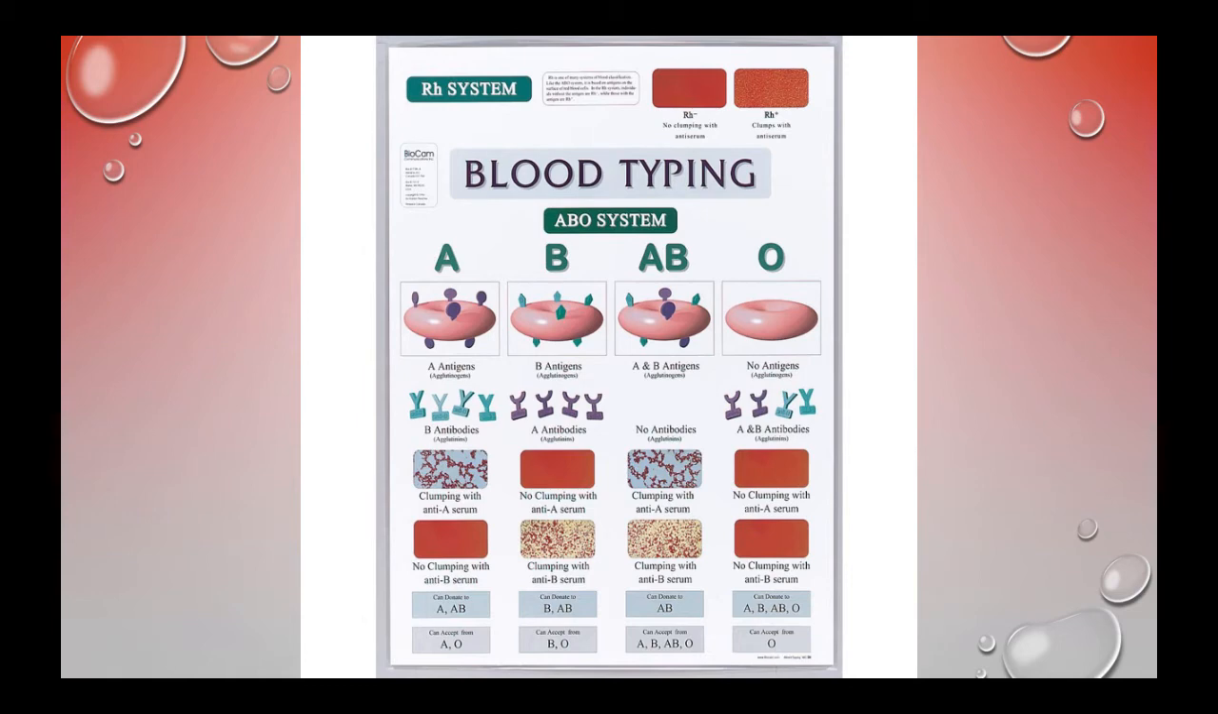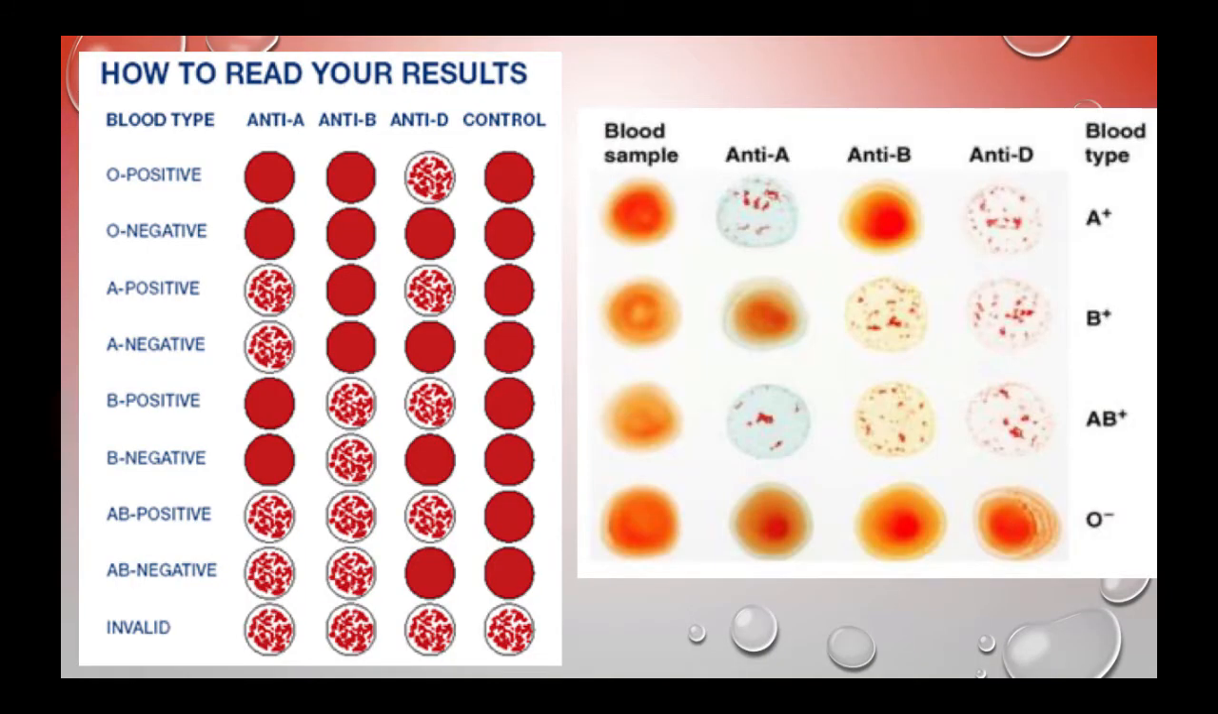So that gives you a little bit of information on the ABO blood typing system. Then, when you actually do your own blood typing, you're going to do something very similar to this. You're going to take your blood sample and use the anti-A serum, the anti-B serum, and the anti-D, which is the anti-Rh serum. Then you're going to mix a drop of blood into each of these.